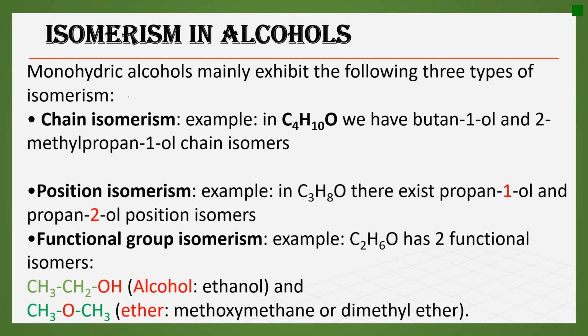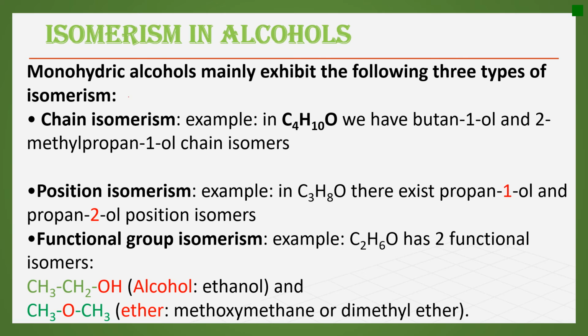Isomerism in alcohols. Monohydric alcohols mainly exhibit the following three types of isomerism: chain isomerism, position isomerism, and functional group isomerism. Let us start with the chain isomerism.